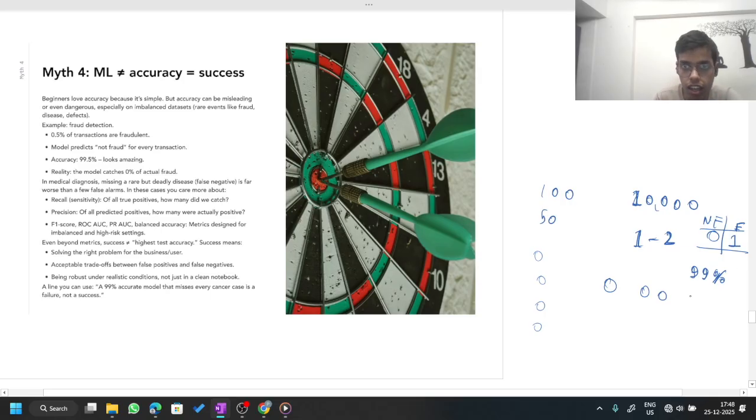So accuracy clearly is not a metric which we would like to look at in these cases. You can see here it's mentioning a similar thing. 0.5% of transactions are fraudulent. The model predicts the same for every transaction. Looks amazing, but it does not catch any of the fraud which is occurring.